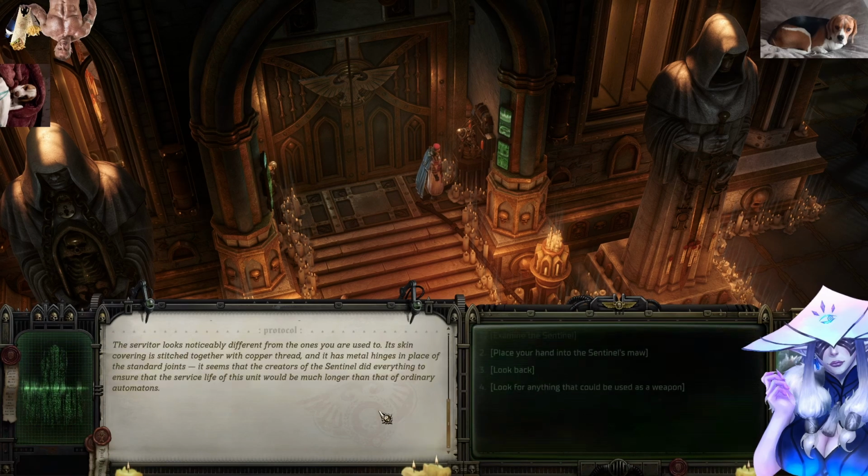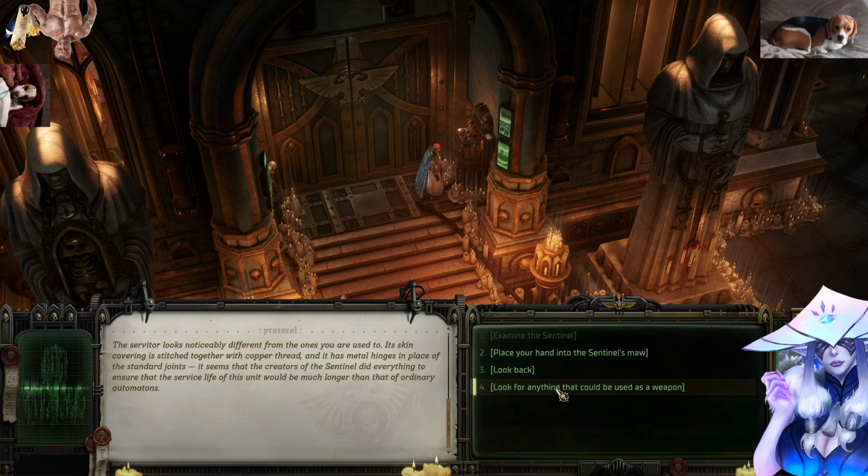Examine the Sentinel. The servitor looks noticeably different from the ones you are used to. Its skin covering is stitched together with a copper thread, and it has metal hinges in place of the standard joints. It seems that the creators of the Sentinel did everything to ensure that the service life of the unit will be much longer than that of ordinary automatons.